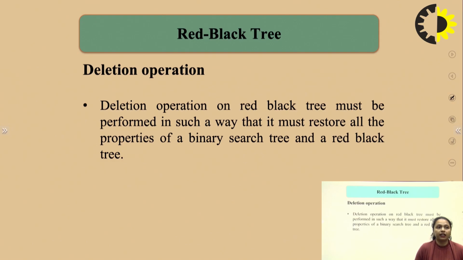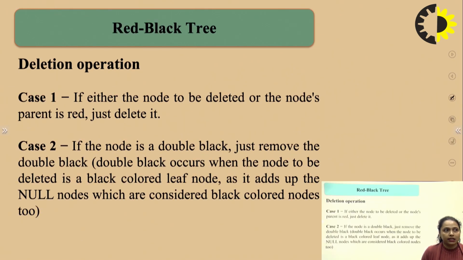but after deletion also all the properties of the red-black tree must be retained. So case 1 is if either the node to be deleted or the node's parent is red, just delete it. Means if we are going to delete a red colored node, just simply delete it. There is no need to perform any kind of operation further, because we are going to delete the red leaf node, and that will not change the property of the RB tree.